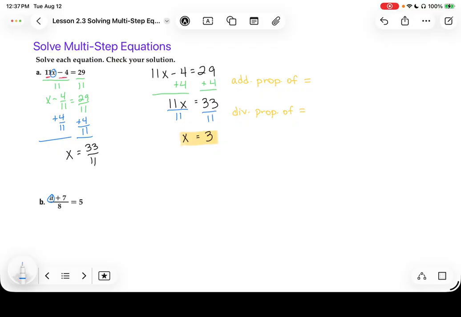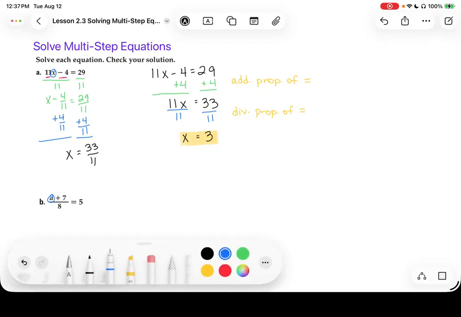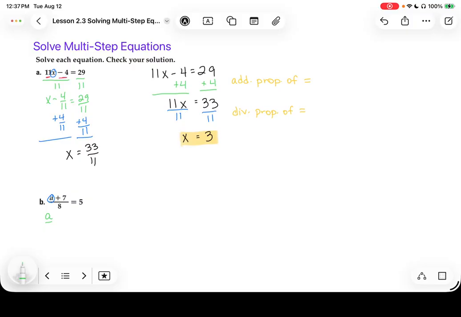And the reason it's easier to get rid of the 8 first is because I can't just subtract 7 right now, because that is not actually a 7. That 7 right there is not a 7. This is, and again, don't write this down, this is the same thing as 8a over 8 plus 7 over 8. And I just crammed those together as one fraction to get a plus 7 over 8. So I would not be subtracting 7 on both sides. I would actually be subtracting 7/8.